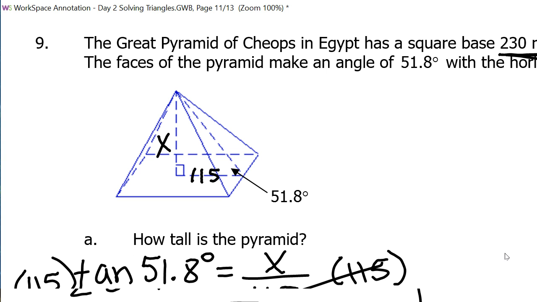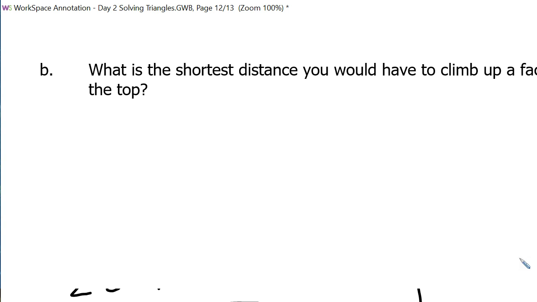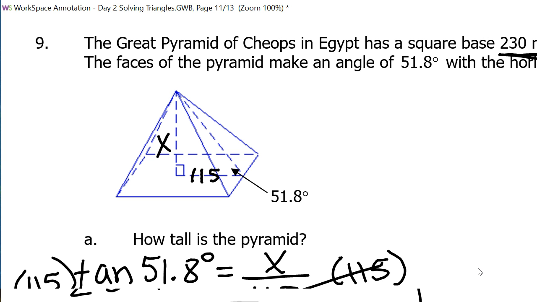Now part B. Part B asks of us, what is the shortest distance you would have to climb up a face to reach the top? What are they asking us for? Yes, the shortest distance from the base to the top would be the hypotenuse. I'm going to call that y. So to solve for y, what trig identity would you have to use? We have the adjacent and the hypotenuse. I want you to go ahead and do part B.